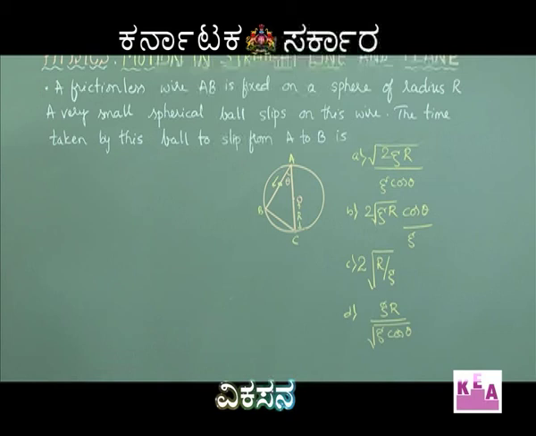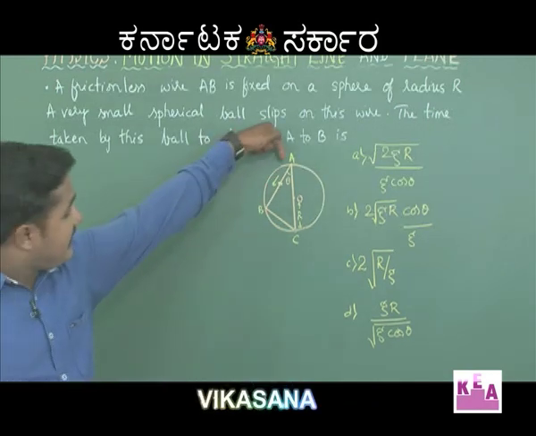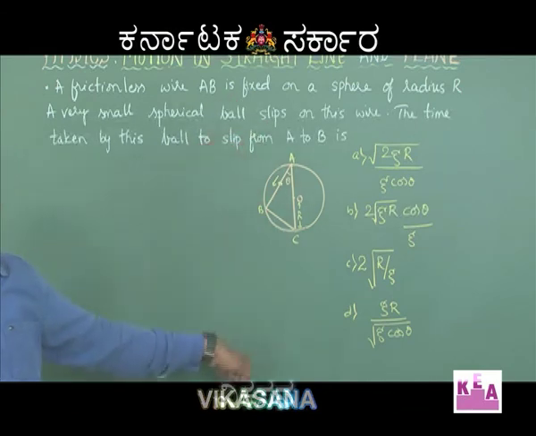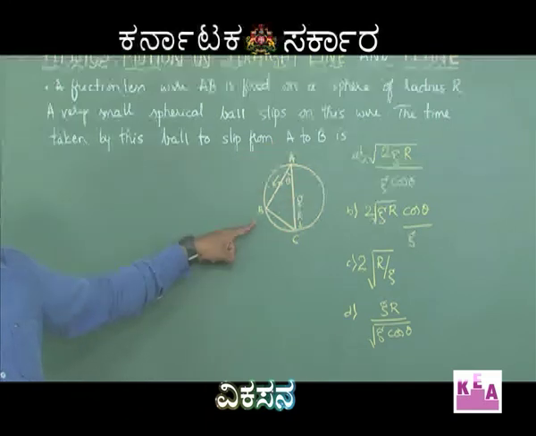Dear students, though this looks complicated, it's a simple problem. Here the idea is a very small ball is allowed to slide from A to B, which is inclined at an angle theta to the diameter of the sphere. So it's like a problem of sliding of a body on an inclined plane, for which you need to know the acceleration of the sliding body along the inclined plane. If the acceleration along AC is acceleration due to gravity g, then acceleration along AB should be g cos theta.